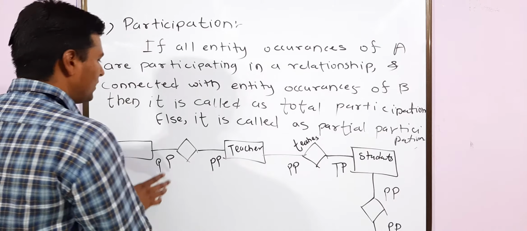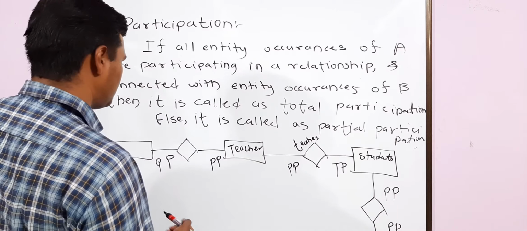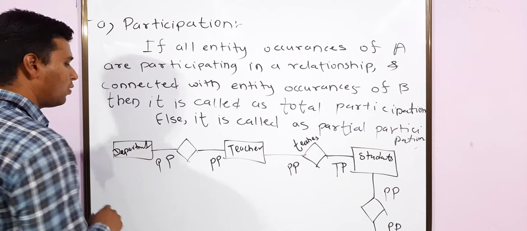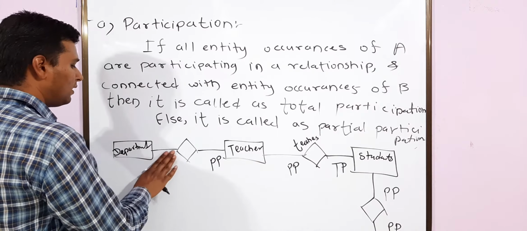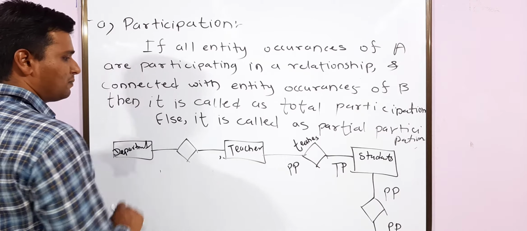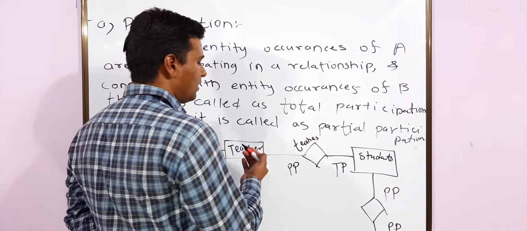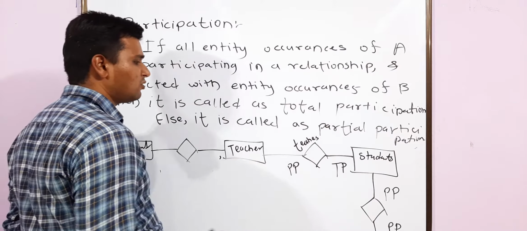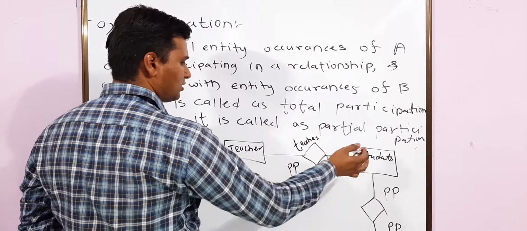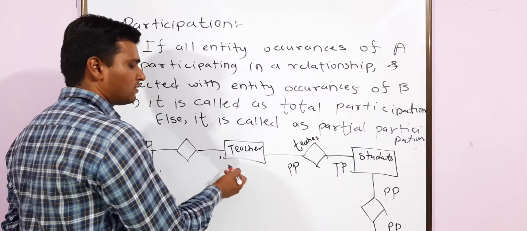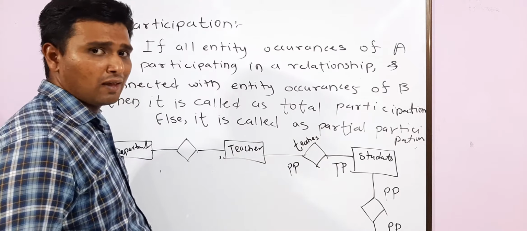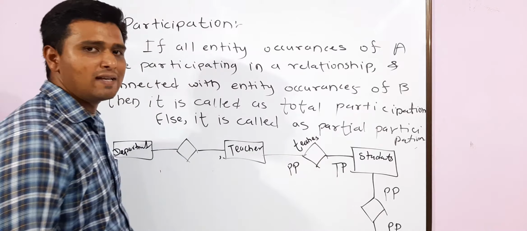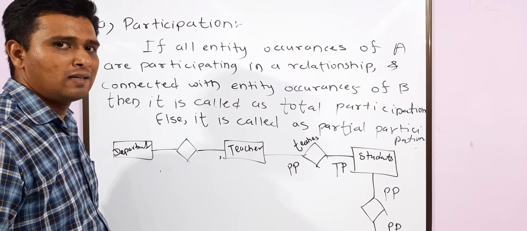So look at the example. Here, one of the entities I can take is department. So write down department. Now we will check what the participation is. We will understand with this first example. Teacher teaches student is one binary relationship here. Now if all the occurrences, all the records in the teacher table, participate completely in this relationship, then it will be called total participation.